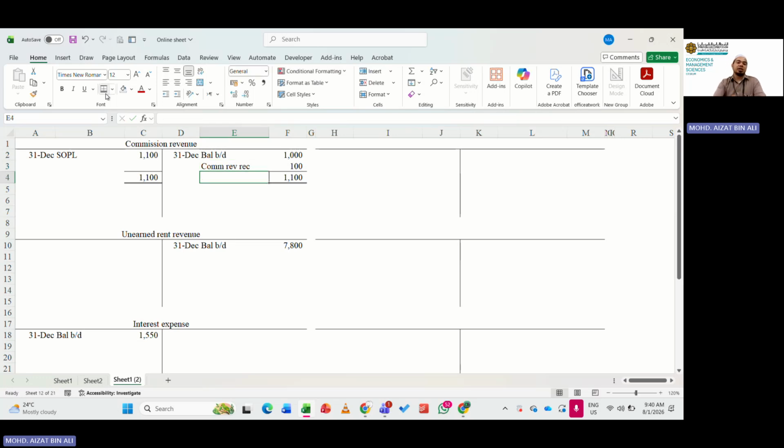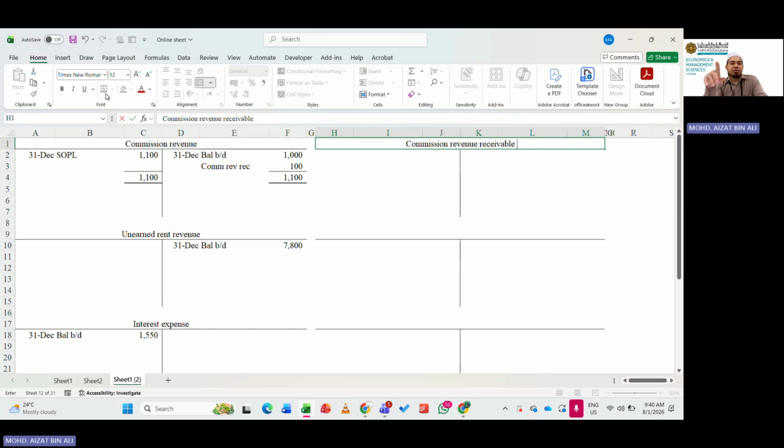Same exactly like the previous one we did. Now that we have commission revenue receivable, we have to open it. Commission revenue receivable. Now let's do a quick check. It is a revenue receivable, which means someone else owes money to us. So that is an asset. You don't have to label it, but this is just for an explanation to you.